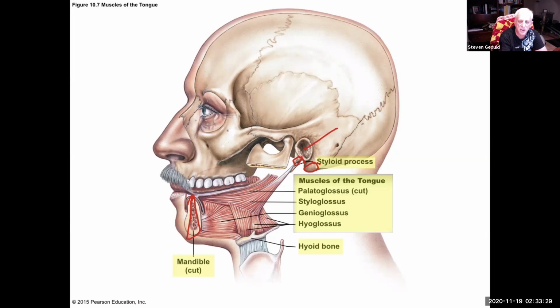Okay, so muscles of the tongue. You can see the palatoglossus, which runs up here and reaches to the palate. The styloglossus, which runs to the styloid process. The genioglossus runs to the genial tubercle, the hyoid bone, and the hyoglossus, which runs to the hyoid bone, which is your free floating bone underneath or inferior to the mandible. So those are the muscles of the tongue.